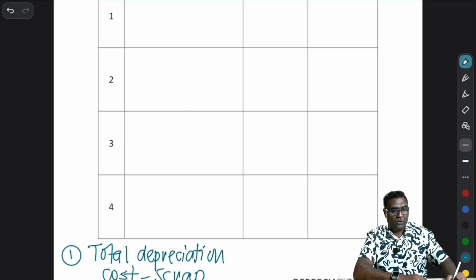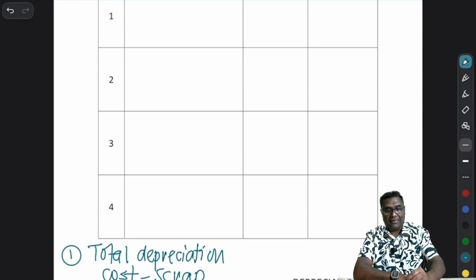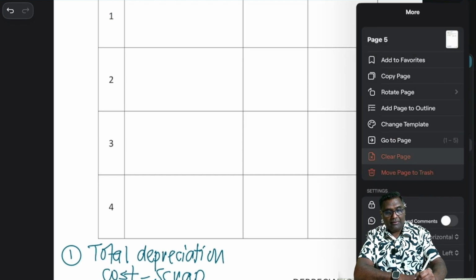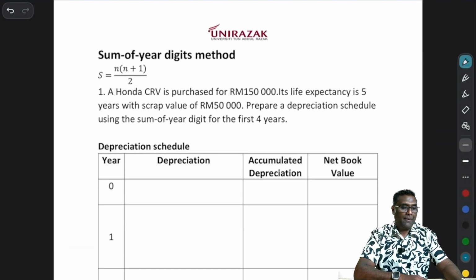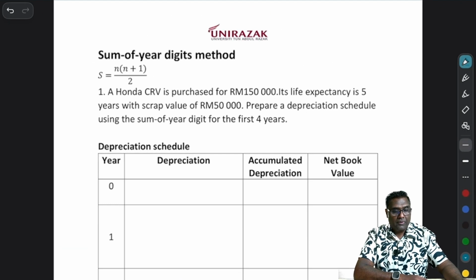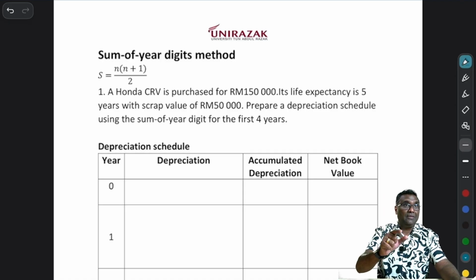So what was the cost? 150,000. The scrap is okay, tak dapat. I think tak dapat. Rasa you kena atas. I tulis atas. Lagi. I start dengan total depreciation boleh kan?